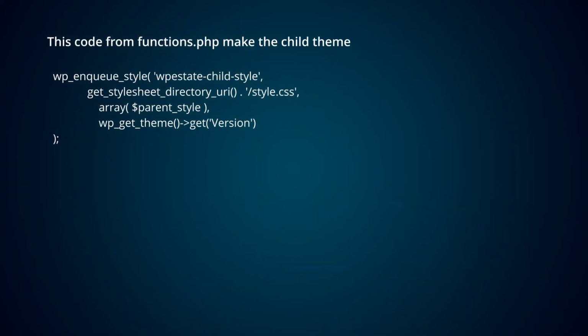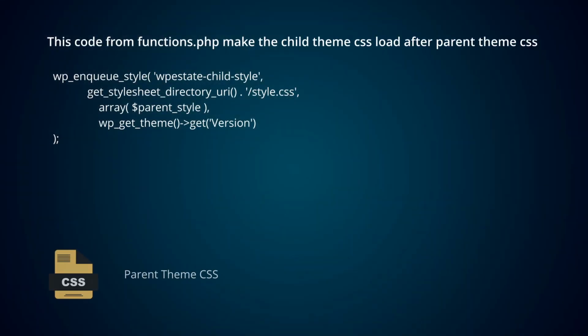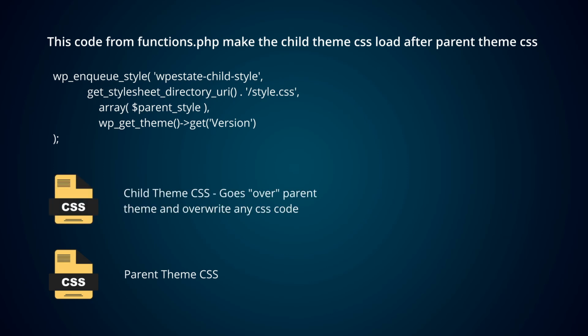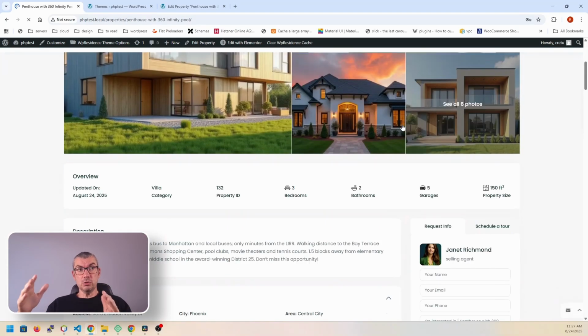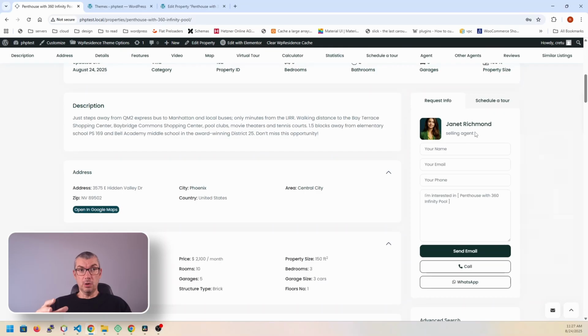Now let's move to the next section: custom CSS in child themes. Your child theme style CSS loads after the parent CSS, which means your styles automatically override matching selectors. This is the CSS cascade working in your favor. Let me show you a practical example. I want to change the background of the agent contact form that appears in the sidebar.